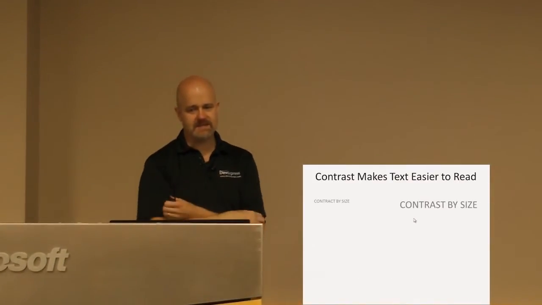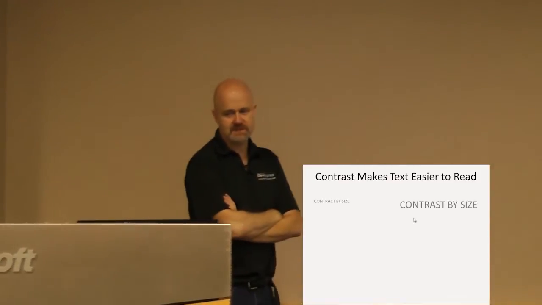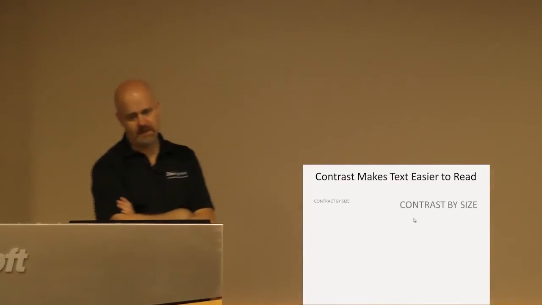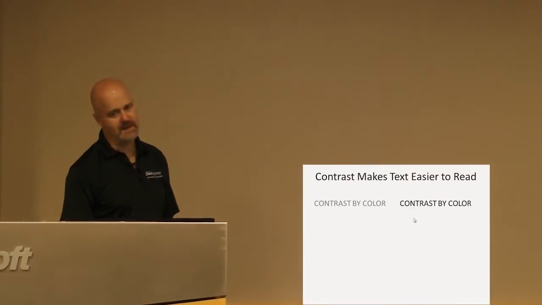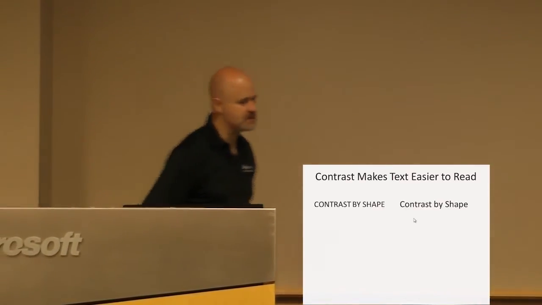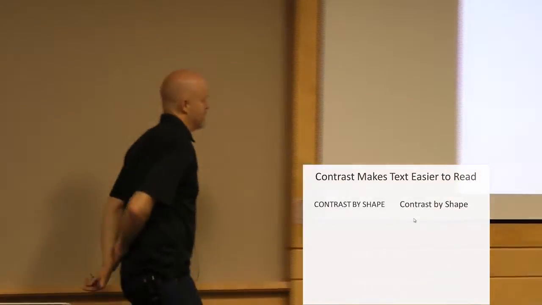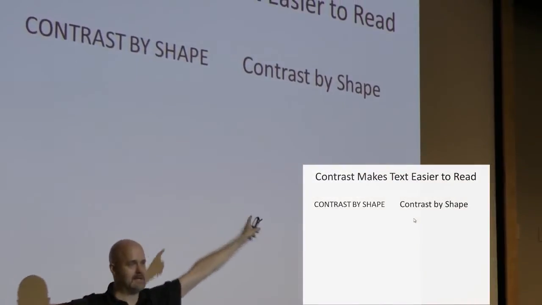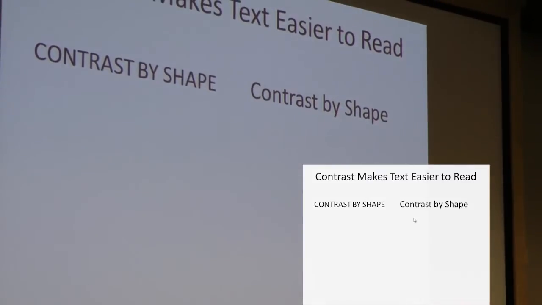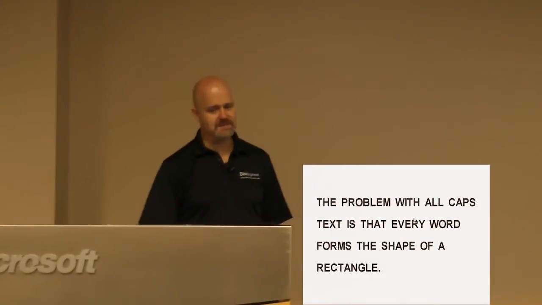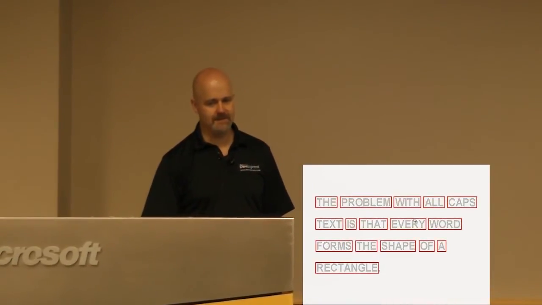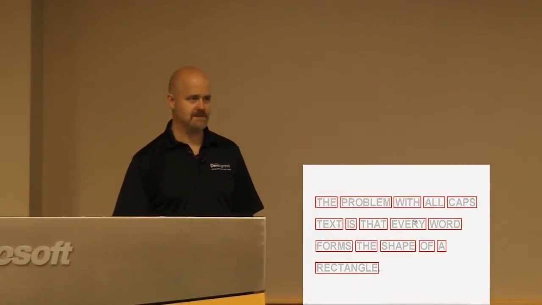So contrast makes text easier to read. So here I have two examples. Contrast by size is one thing you can do. You can do contrast by color to make it easier to read, and you can do contrast by shape to make it easier to read. In other words, the contrast here, there's not much. These are all rectangles, and this one, these are not. It's easier to read if we have greater contrast. The problem with all caps is that every word forms the shape of a rectangle. That's the problem with all caps.